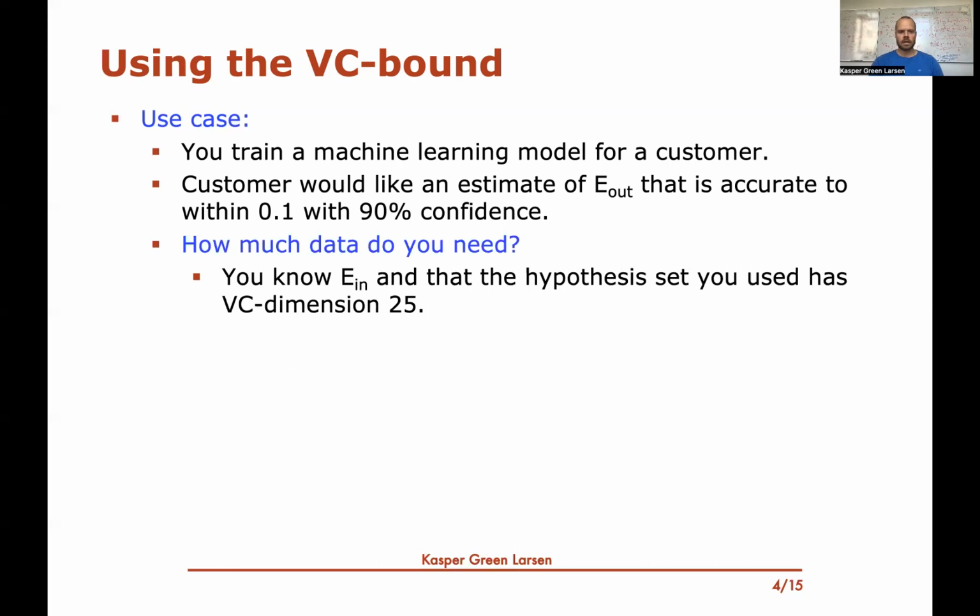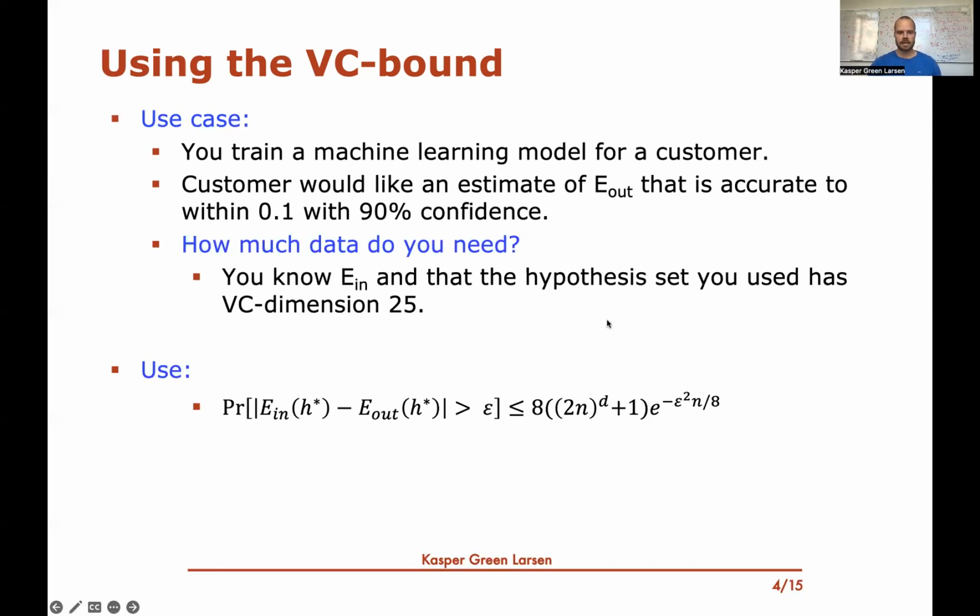Right. So then you could ask yourself, okay, so how much training data would I need in order to guarantee this? And basically what I have available, right, if I have some training data, I can compute what is the in-sample error, and I know that the hypothesis that I use, perhaps I have a bound on the VC dimension. Maybe I know that this hypothesis set has VC dimension 25. Then I could use this bound that I computed to give such a guarantee to the customer, right? So basically, if I have this bound, I can just try and plug in these numbers and figure out how large an n do I need in order to obtain this guarantee.